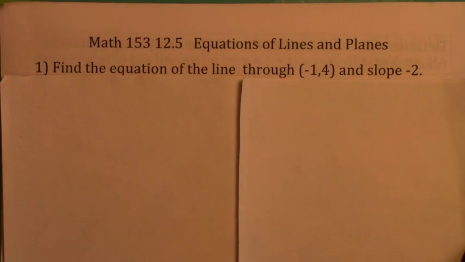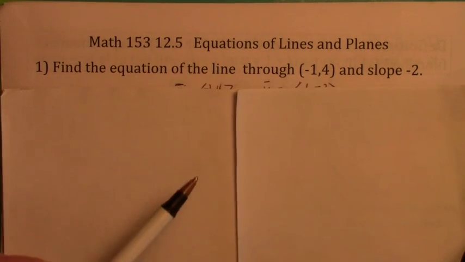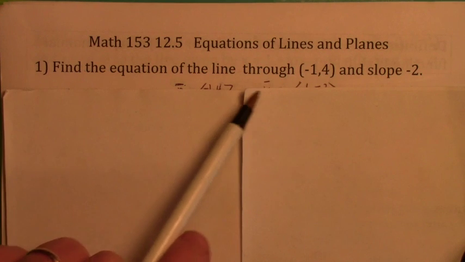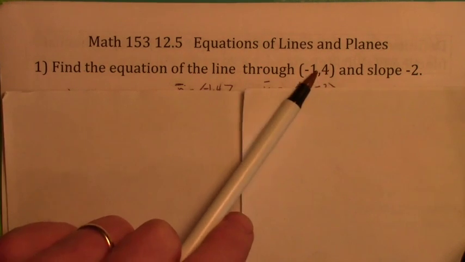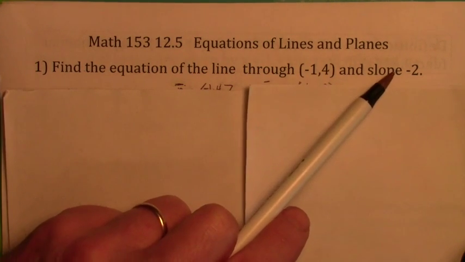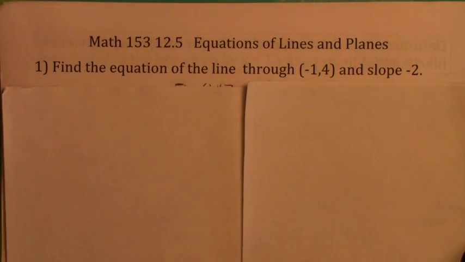Okay, in this section we're going to talk about how to find the equations of lines and planes in R3. Let's go back to R2 for a second and look at how to find the equation of this line that goes to this point and has this slope. We're going to do it a little different than what you learned in your pre-calculus class though.